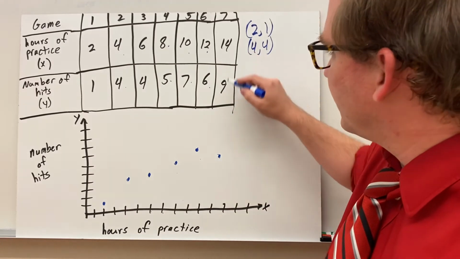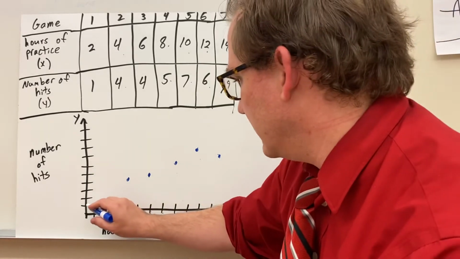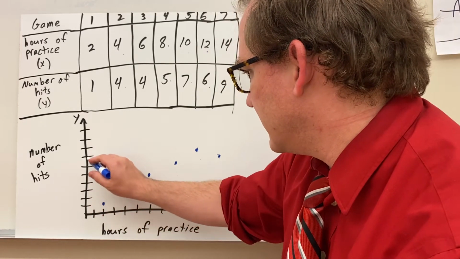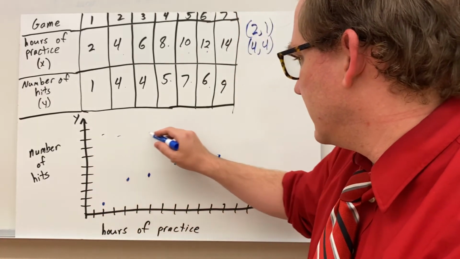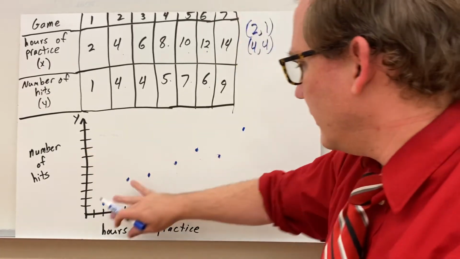And 14 hours of practice is 9 hits. 12, 13, 14. This is my last line. 1, 2, 3, 4, 5, 6, 7, 8, 9. Kind of go over, 14. There we go. And now I look at my data.